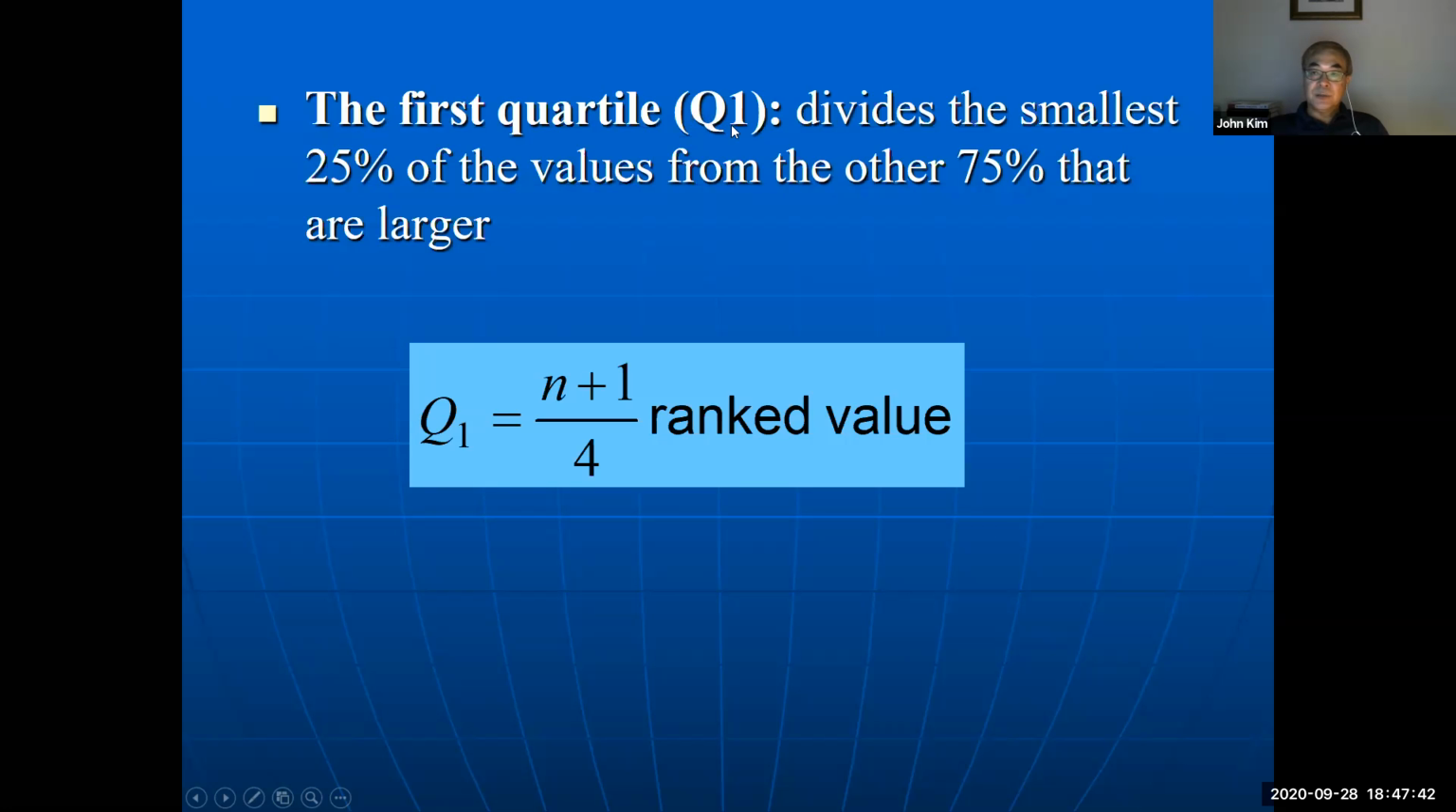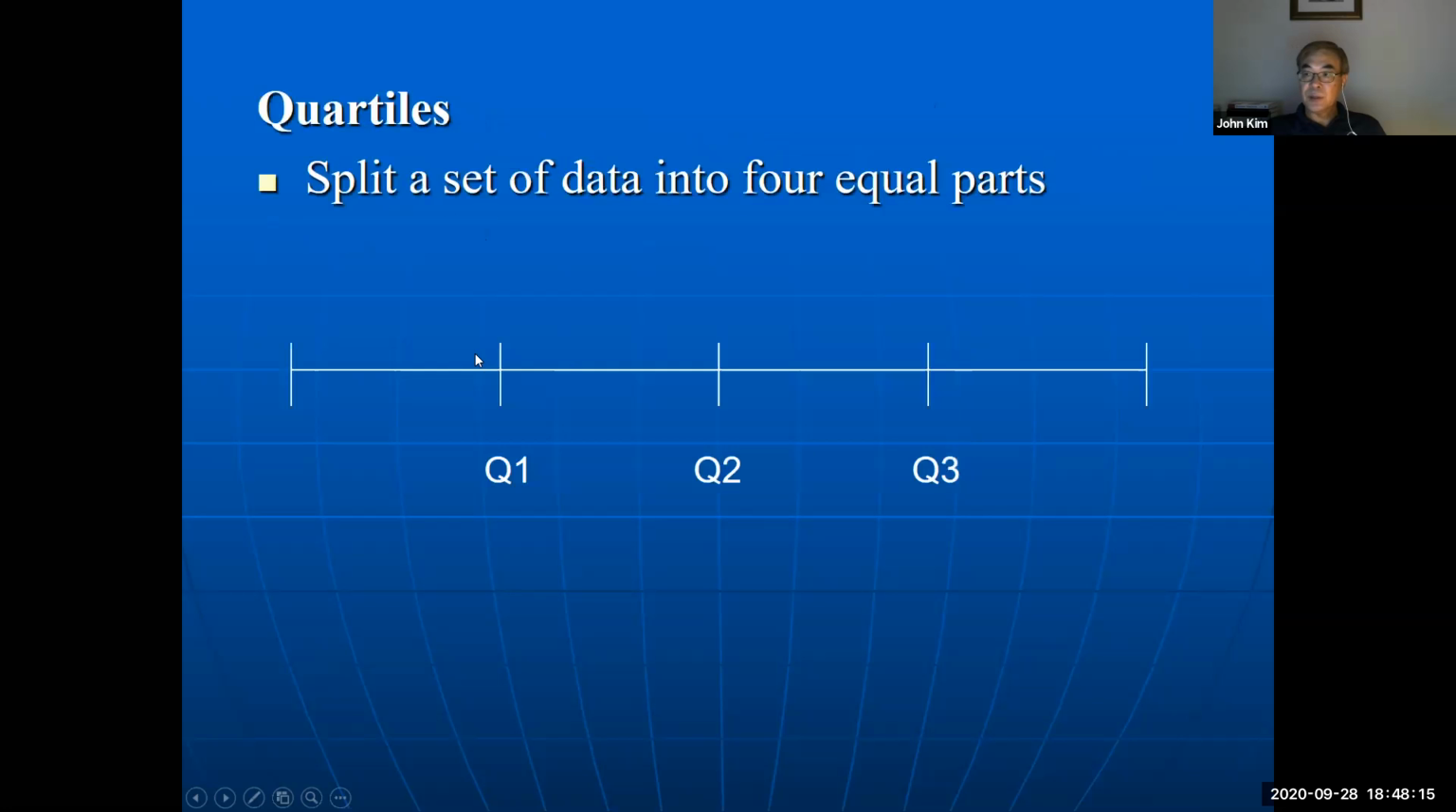The first quartile, Q1, equals the sample size plus 1, divided by 4, ranked value. This is similar to finding the median. The first quartile is like a boundary: the smallest 25% are below that boundary, and 75% are larger than it.